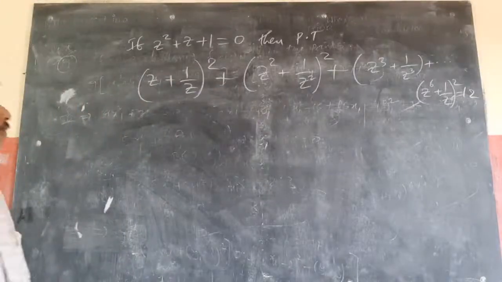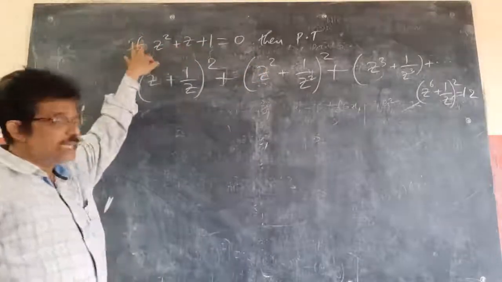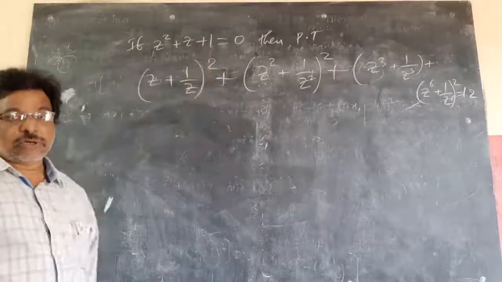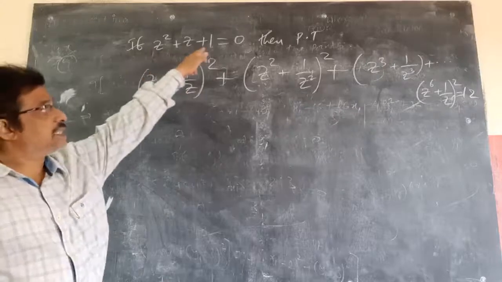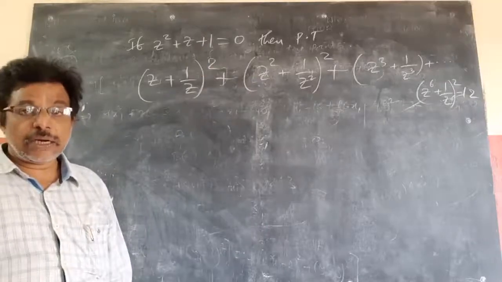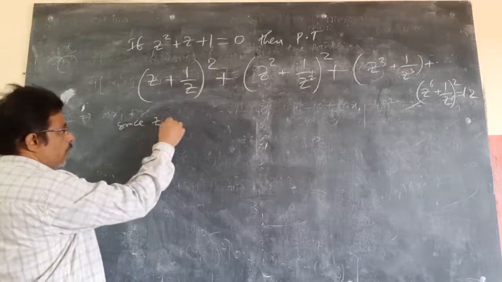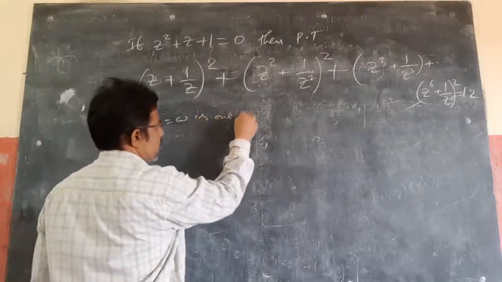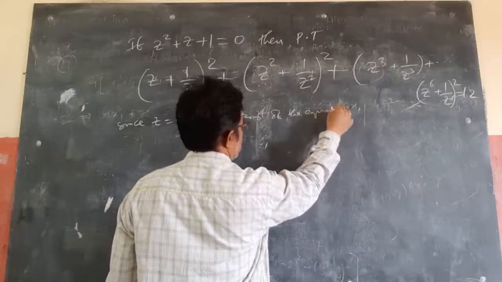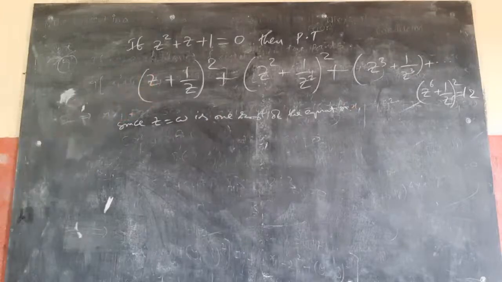Very simple solution. If you observe the equation z square plus z plus 1 equal to 0, where z is a complex number, it is saying omega is a complex number. We know that omega square plus omega plus 1 equal to 0. So by seeing the equation itself, we can say that the roots of the equation are omega and omega square. So z equal to omega is one root of the equation.